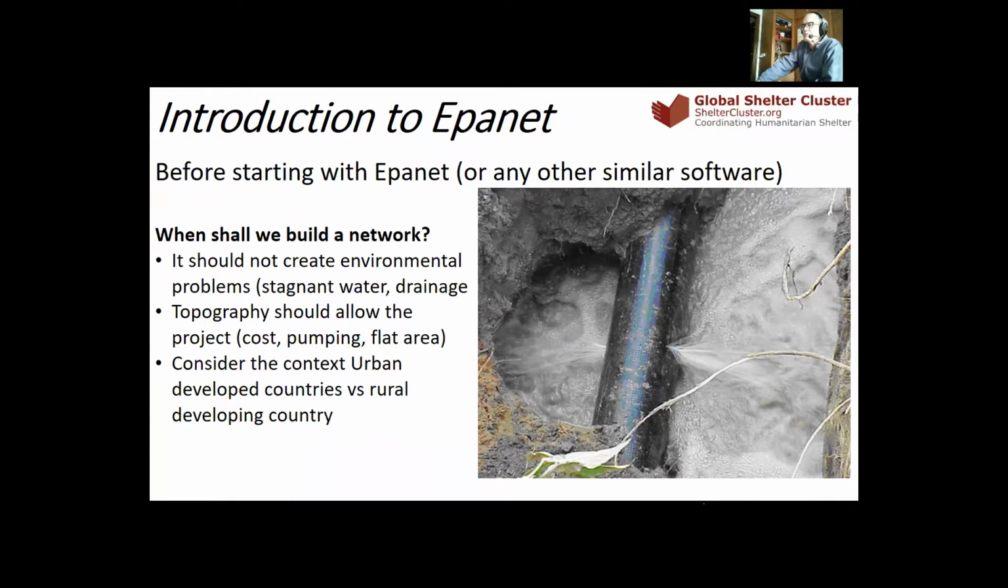Okay, of course, a network should improve the situation, and therefore it has to be built properly. So we need to avoid technical problems. It means we need skilled people. You see on the picture on the right, if you have strong leakages, you might have an environmental problem. The topography should as well allow a network, trying to minimize pumping cost. In flat areas, networks are expensive because we have to raise the water to the elevated tank.